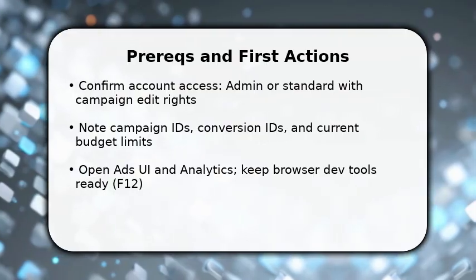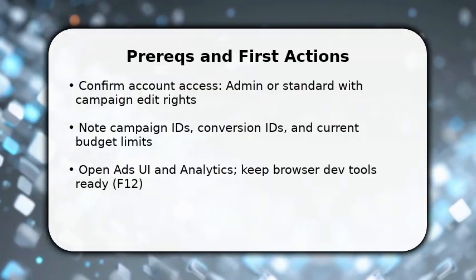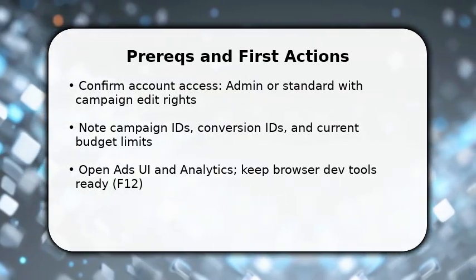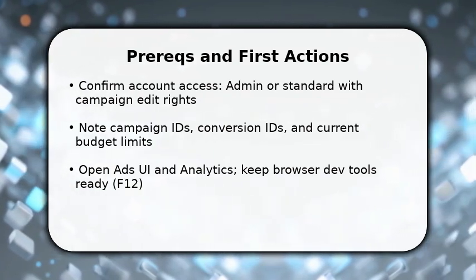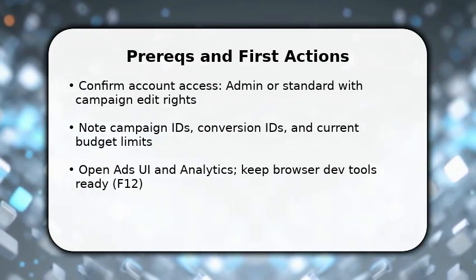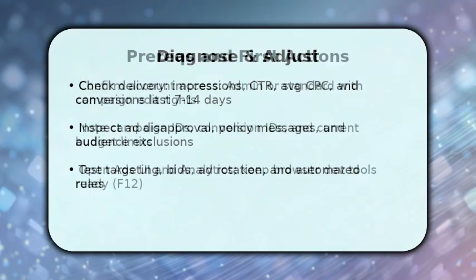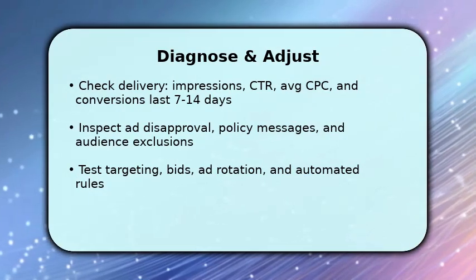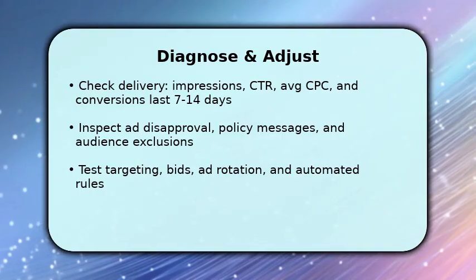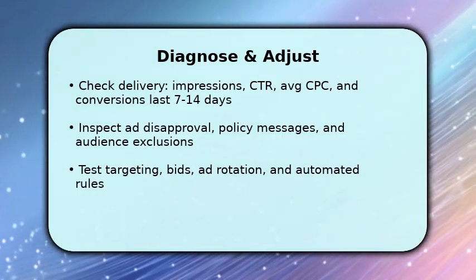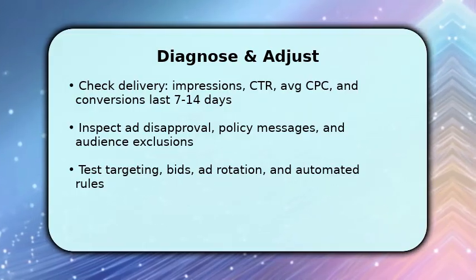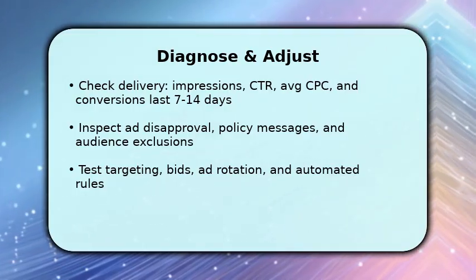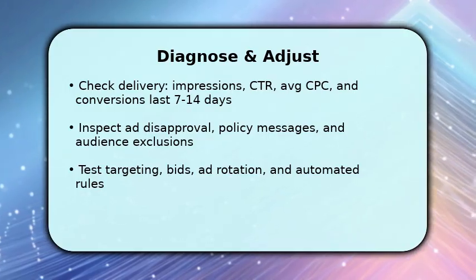Finally, enable browser dev tools and keep the time-stamped audit log visible so you can reproduce errors and capture precise screenshots for troubleshooting. You now diagnose the core issue. Compare impressions, CTR, AVG CPC, and conversions over the last 7 to 14 days to spot sudden drops. Then inspect Policy Center and disapproval notices because automated suspensions often look like performance problems.